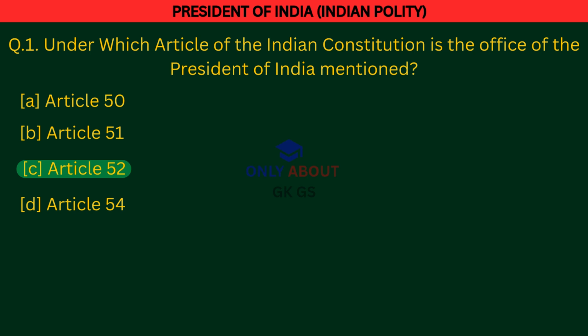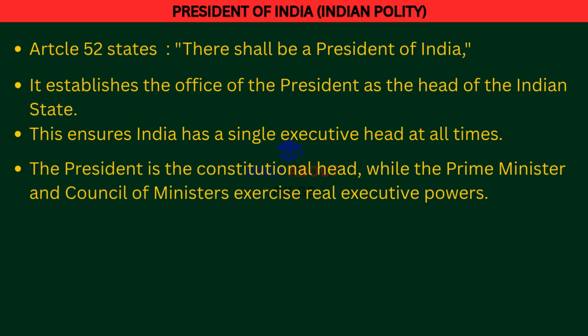Correct answer, Article 52. Article 52 states there shall be a President of India. It establishes the office of the President as the head of the Indian state. This ensures India has a single executive head at all times. The President is the constitutional head, while the Prime Minister and Council of Ministers exercise real executive powers.